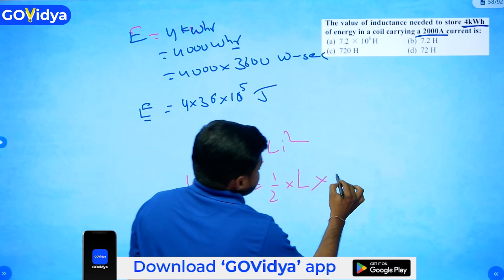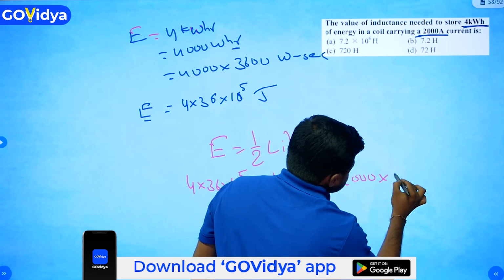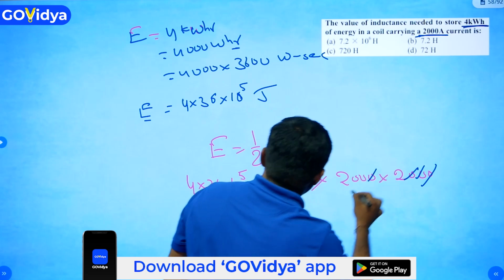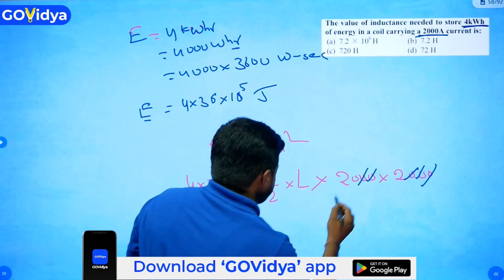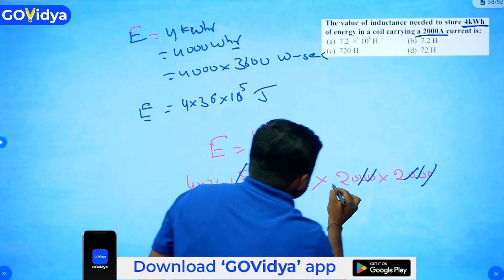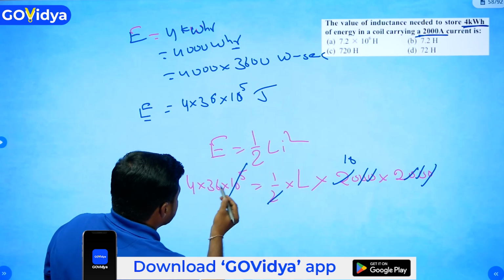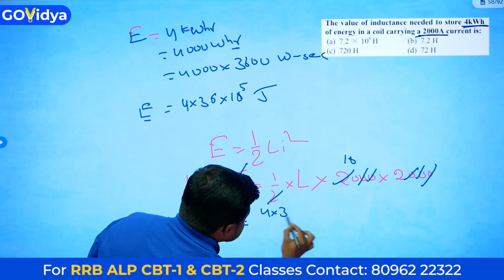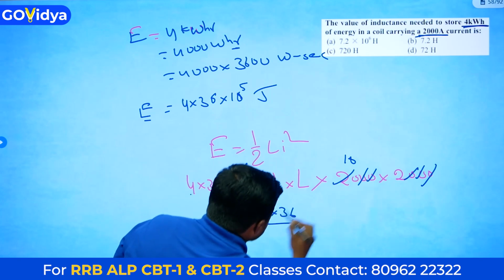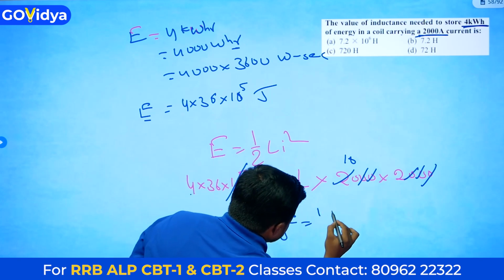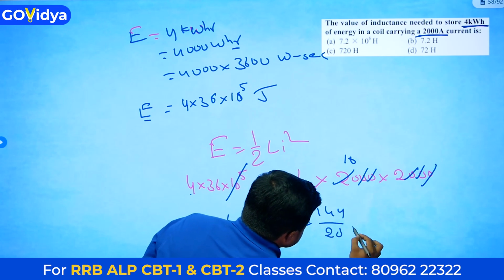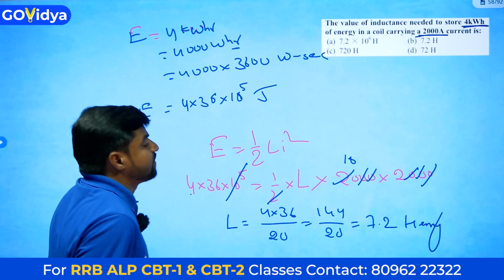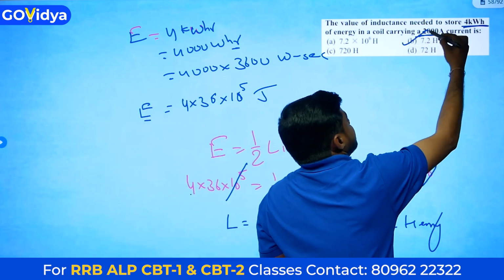I square is equal to 2000 into 2000. Okay. These 5 zeros and 10 power 5 will cancel. Now 20 will remain, 2 and 10 cancel. Next, 4 into 36. Now L is equal to 4 into 36 by 10 into 20, which is 144 by 20, which is equal to 7.2 Henry. From the options, option B is the correct answer.